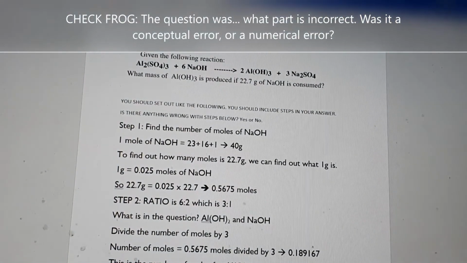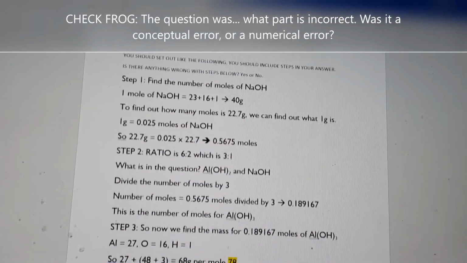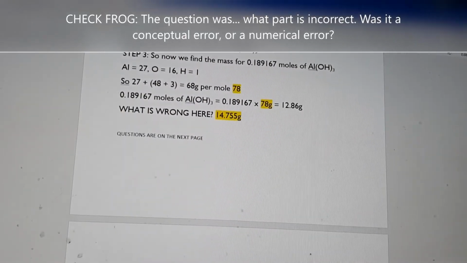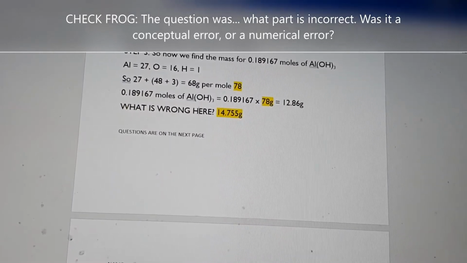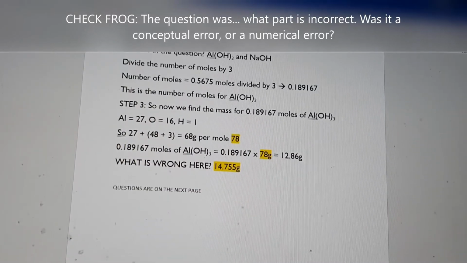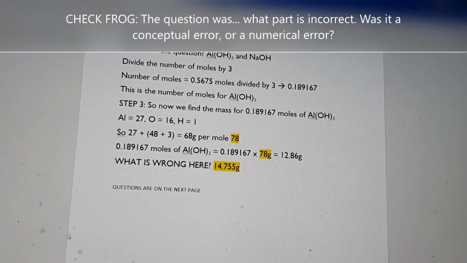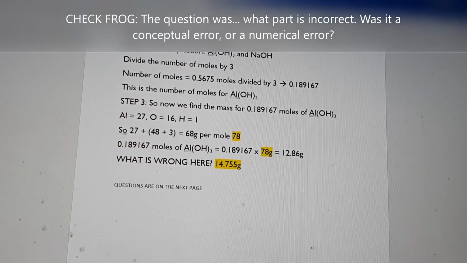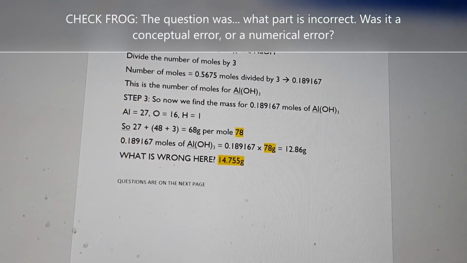So that matches. If we scroll down, so now, sorry, let's just go back up. We went down too quickly. So we divided it by 3. And then this is the number of moles for the aluminium hydroxide.